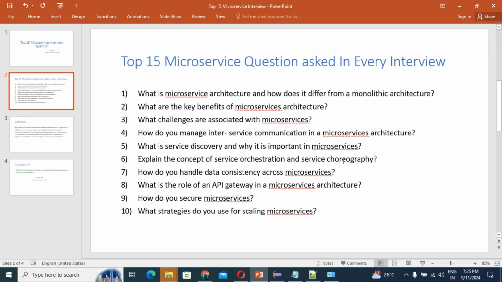Third point, auto scaling. Maybe you heard of this. Auto scaling means using cloud services or orchestration tools to automatically scale services based on metrics like CPU usage or request count. Yes or no? That is auto scaling. Next, caching. Use cache mechanisms to reduce load and improve response time. If you keep data in a cache, it doesn't have to hit repeatedly. It can pick from the cache and use it. That improves the response time.